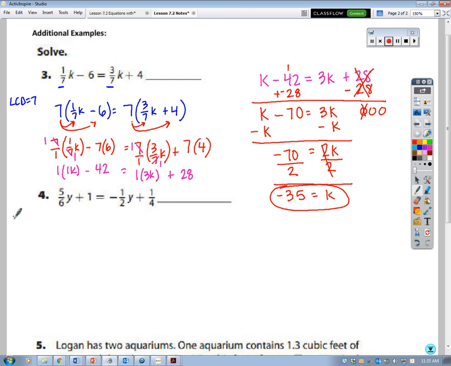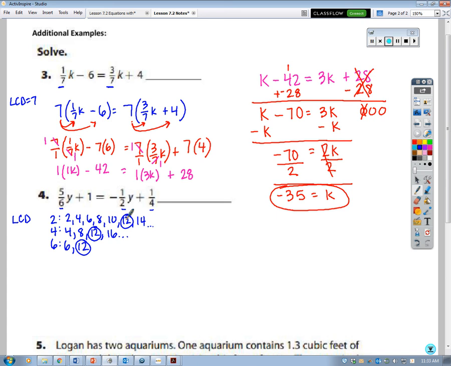So the first thing I need to do is find a least common denominator, right? I do have different denominators here. I've got 3 different denominators. So I'm going to go ahead and find my LCD of 2, 4, and 6. So I'm going to list my multiples, right? 2, 4, 6, 8, 10, 12, 14, so on and so forth. 4, 8, 12, 16. 6, 12. So I can see in listing these that my lowest common denominator is going to be 12.